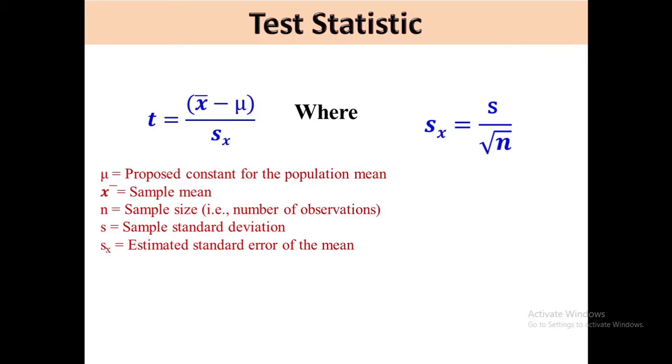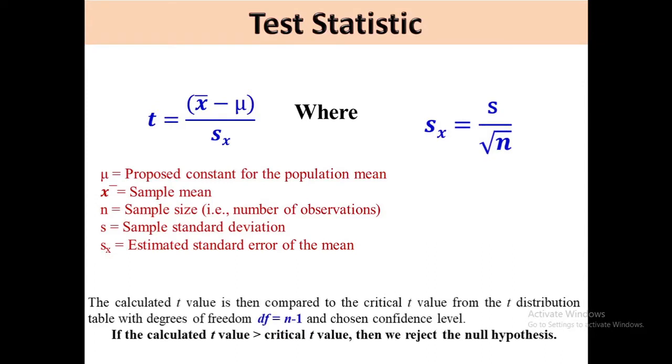The calculated t-value is then compared to the critical t-value from the t-distribution table with degree of freedom df equal to n minus 1. And here we also have to choose the confidence level. If the calculated t-value is more than the critical t-value, we have to reject the null hypothesis, and if the calculated t-value is less than the critical t-value, we will accept the null hypothesis. Let's understand this concept with some examples.